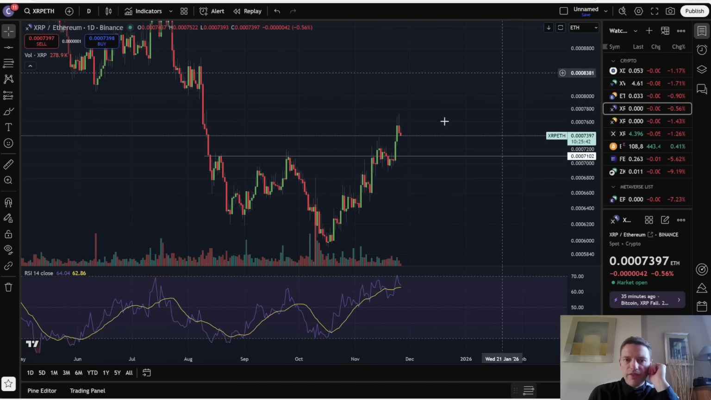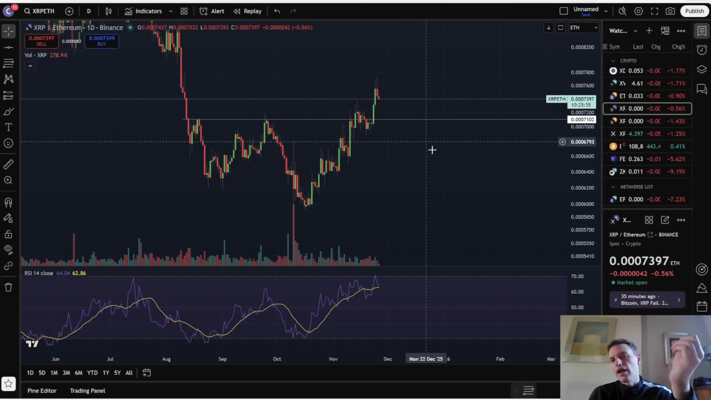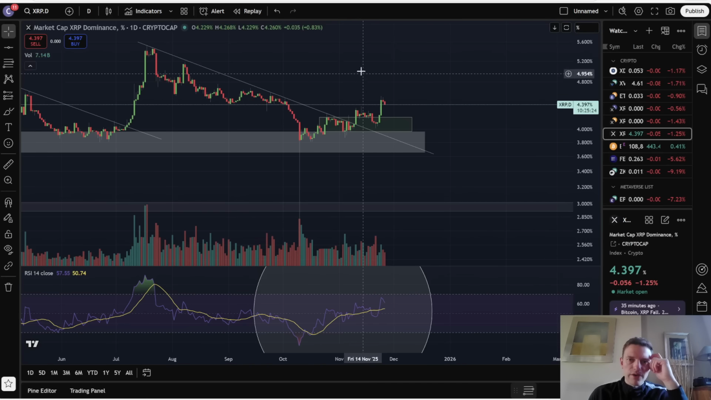Similar with XRP, the positive is we're having higher highs. We are forming a bit of a parallel channel to the upside, which can reverse. But the positive is we finished above the 0.00071 level, which we haven't done for a while. We would like to see a more explosive rally to the upside is what I'd be looking for.